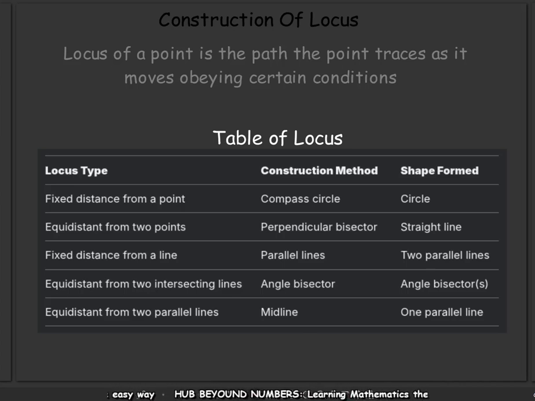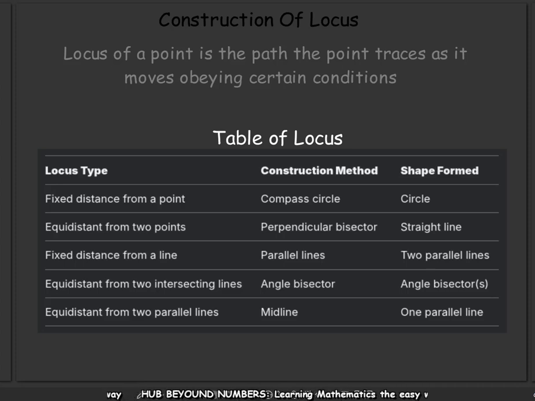We know the first one being a circle. A circle is the fixed distance from a point. So the type of locus that describes a fixed distance from a point is called a circle, and we use the compass to draw the circle around that point. Now, a locus that is equidistant from 2 fixed points, we call the perpendicular bisector.